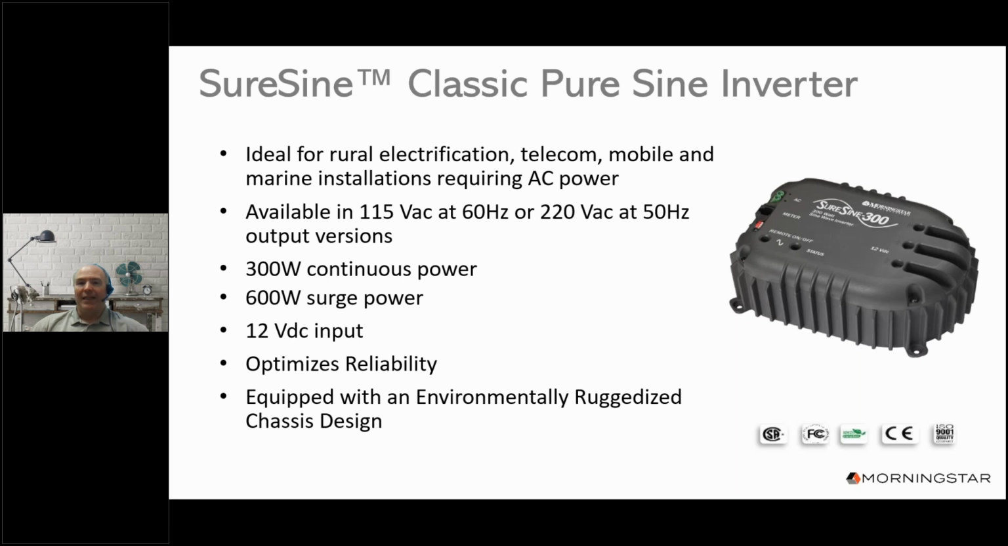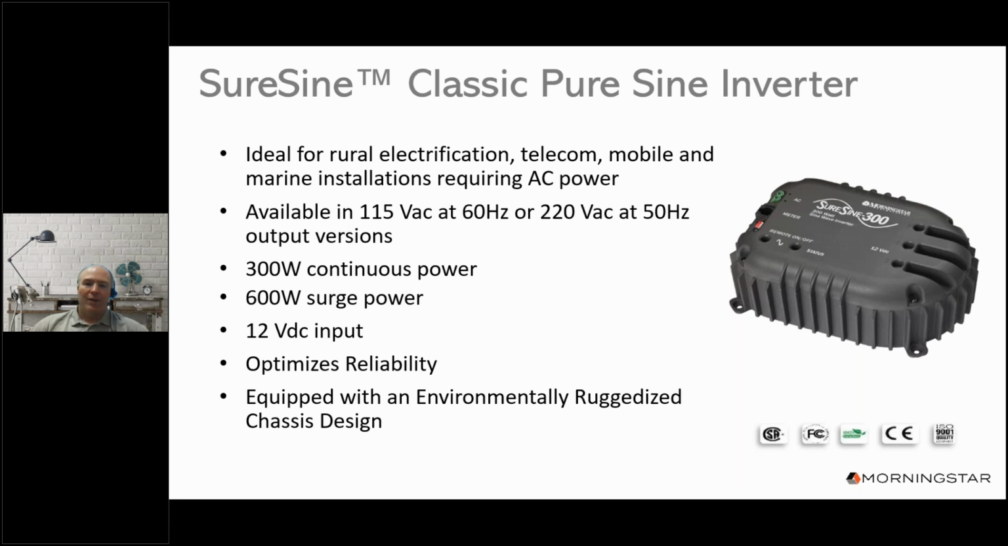SureSine Classic has a low self-consumption of 450 milliamps when powering loads. During no load conditions, the SureSine Classic automatically powers down to standby mode, and self-consumption is reduced to 10% of operating consumption. It's available in 115 volts at 60 hertz or 220 volts at 50 hertz output versions. This unit provides 300 watts of continuous power, and it has a 600 watt surge peak power rating for 10 minutes. SureSine Classic has a 12 volt input. It's highly reliable, and it's equipped with an environmentally ruggedized chassis design.